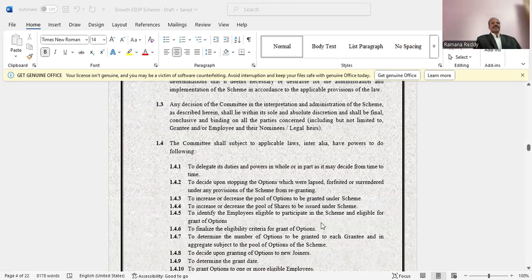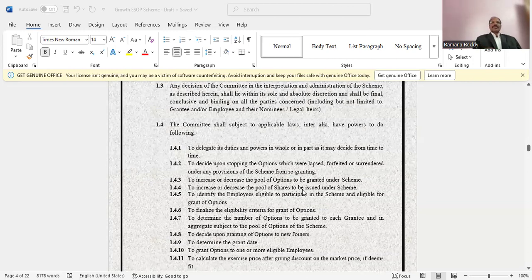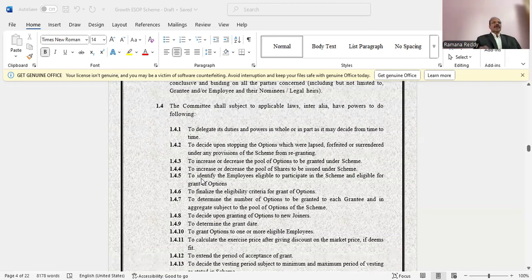And the committee, here we are talking about the compensation committee, that is NRC, shall, subject to applicable laws, have powers to implement and administer. The shareholders are approving and giving the powers. The committee can delegate its duties and powers in whole or in part as it may decide from time to time, as may be required. And the committee shall have the power to decide upon the stopping of options which have lapsed.